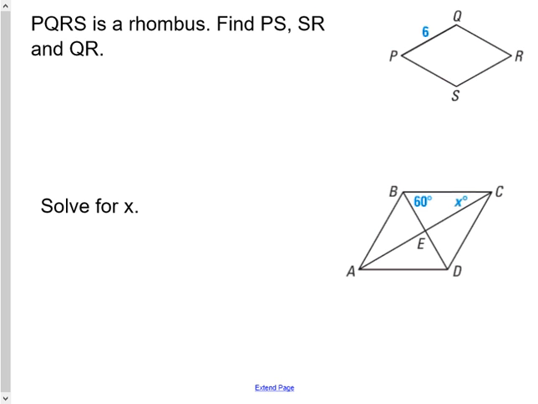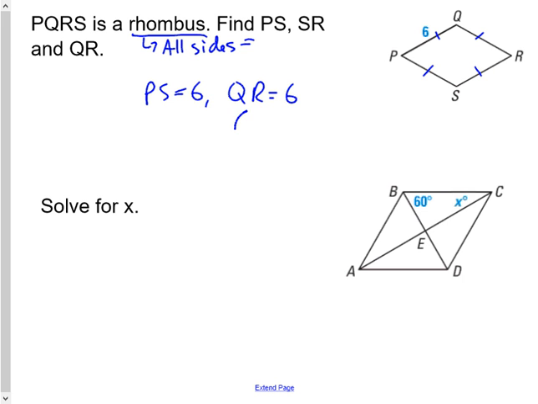PQRS is a rhombus. Find the 3 other sides. Right? So again, knowing that it's a rhombus, all sides equal, then I label all sides equal. And so then PS equals 6. QR equals 6, and RS equals 6. Next, it says solve for x. This is also a rhombus. ABCD is a rhombus.